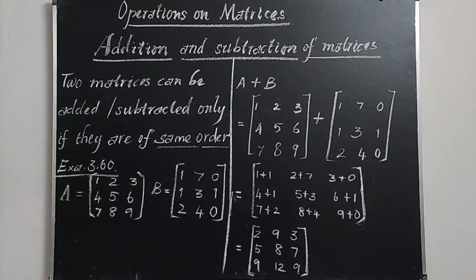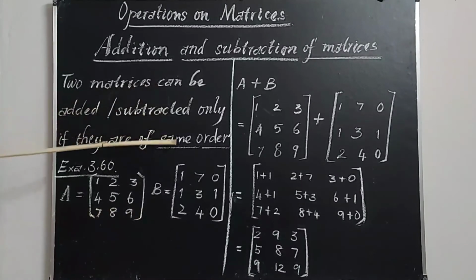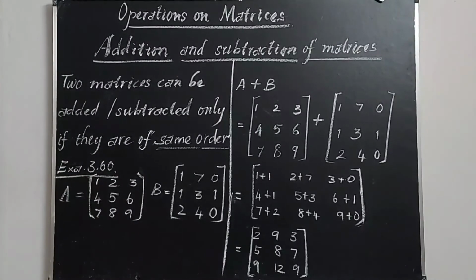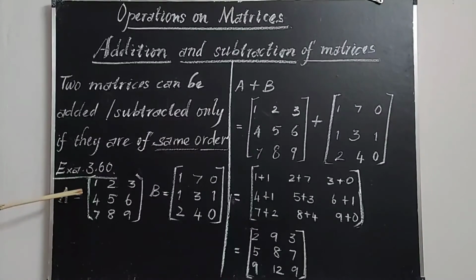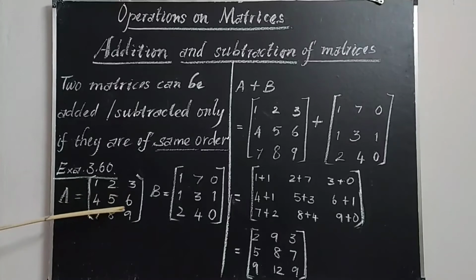Or else we cannot add them up. Look, addition and subtraction of matrices is a very simple concept. If they are of the same order, surely they have the same number of elements, and each corresponding element should be added or subtracted. Look at this example, it will be clear. A: 1, 2, 3 in the first row, 4, 5, 6 in the second row, 7, 8, 9 in the third row.